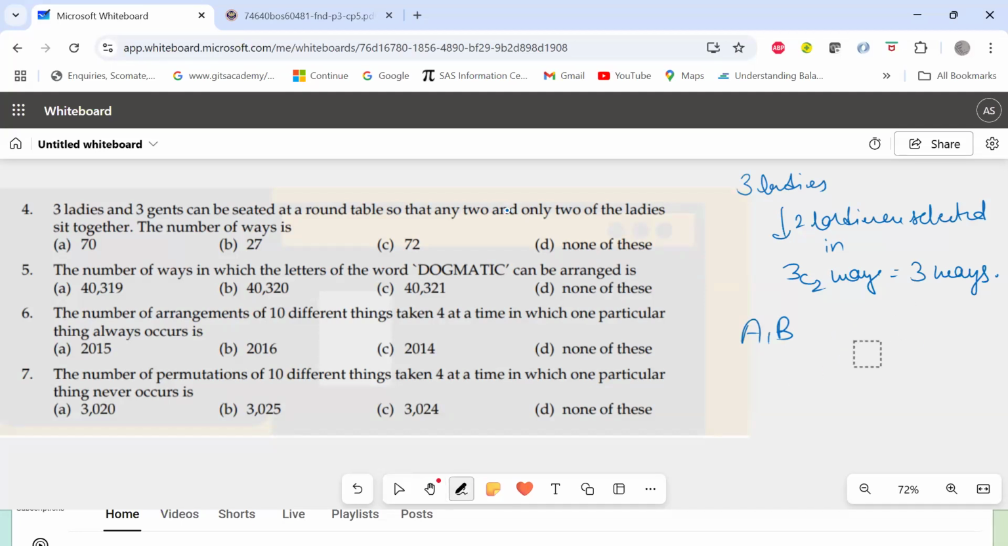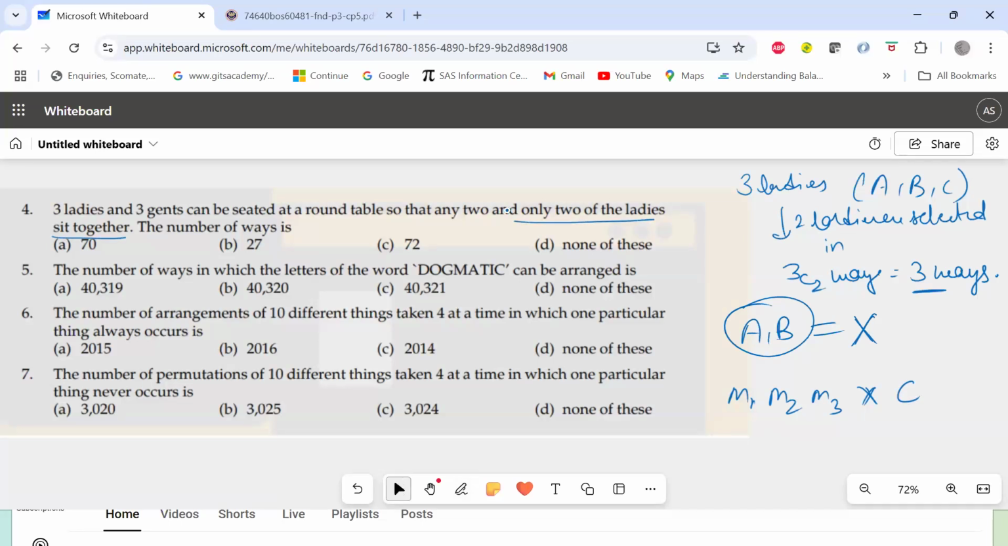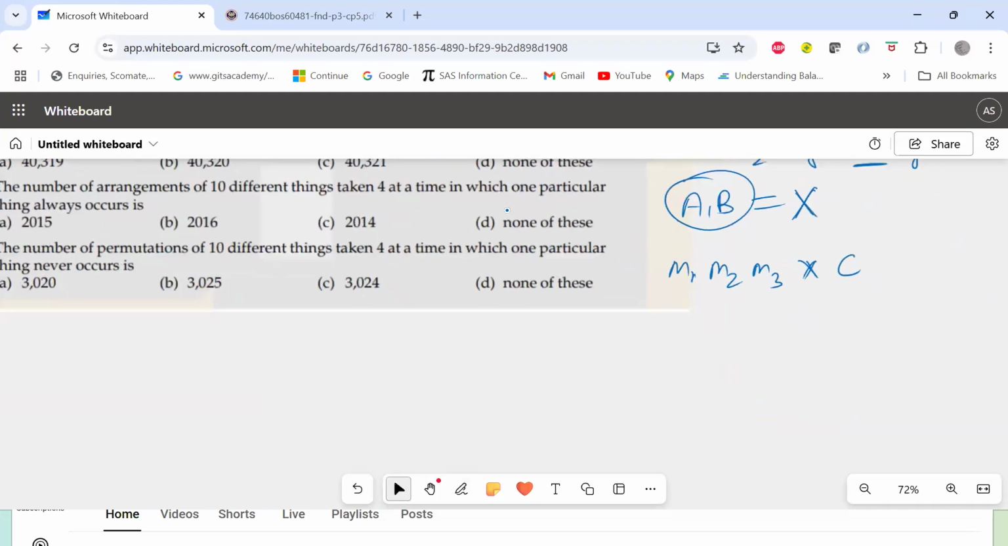So I've selected the two persons, and that I can do in 3C2 ways. Now A and B, suppose you make it X. And suppose the 3 ladies are A, B, and C. So we have 3 males M1, M2, M3, and then you have X, and then you have C. In the question, it is given that only two will sit together, which means X and C should not sit together.